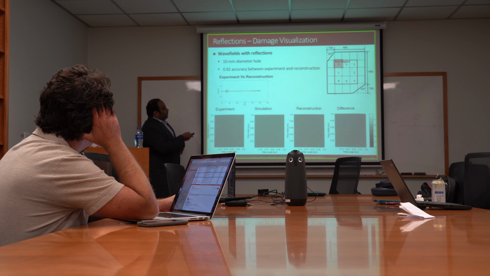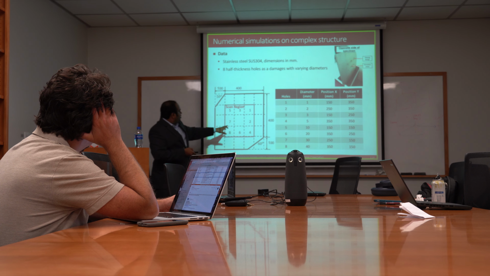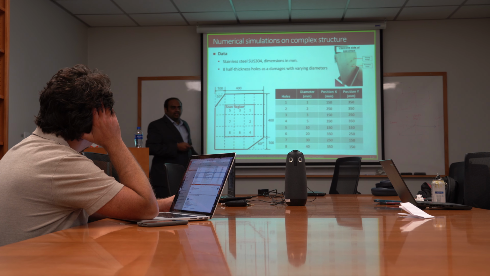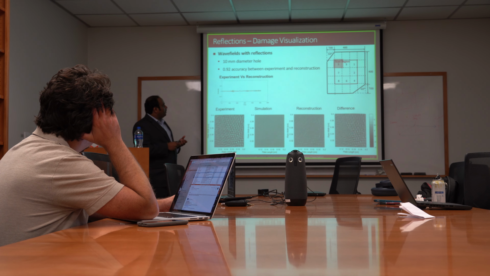Yeah. So let's look at scan region 5, which has a hole 10 mm in diameter. Again, those are all half thickness holes. This is the experiment, where the data is coming and it hits the damage. You can see small reflections from it.